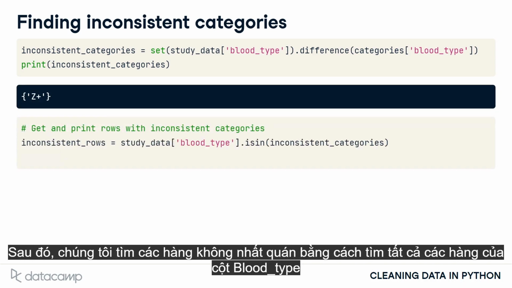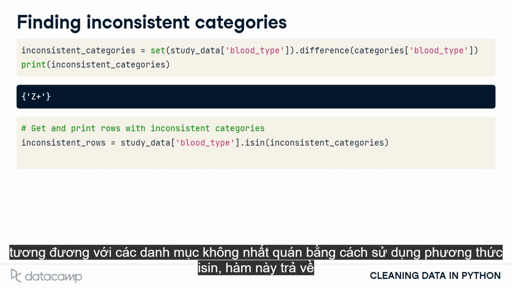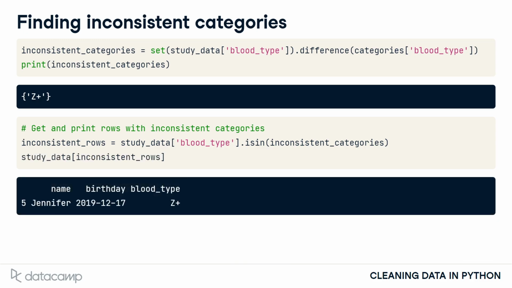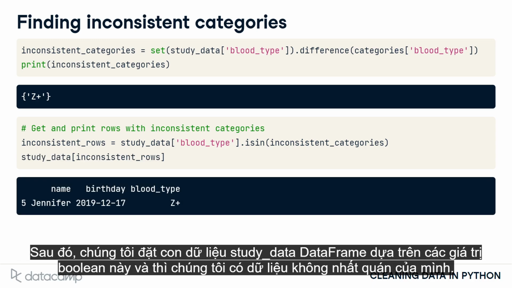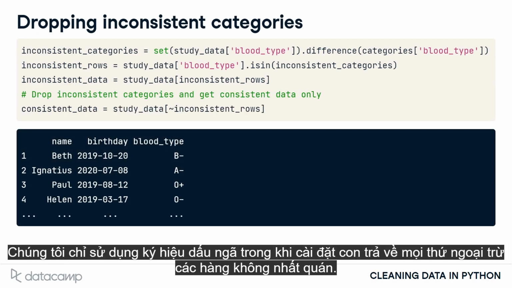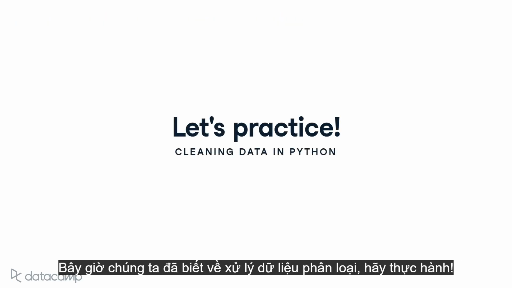We then find the inconsistent rows by finding all the rows of the blood type column that are equal to inconsistent categories by using the isin method. This returns a series of Boolean values that are true for inconsistent rows and false for consistent ones. We then subset the study data frame based on these Boolean values, and voila, we have our inconsistent data. To drop inconsistent rows and keep ones that are only consistent, we just use the tilde symbol while subsetting, which returns everything except inconsistent rows. And now that we know about treating categorical data, let's practice.